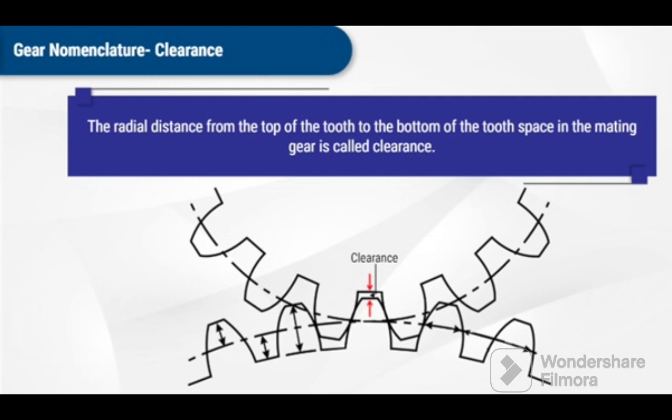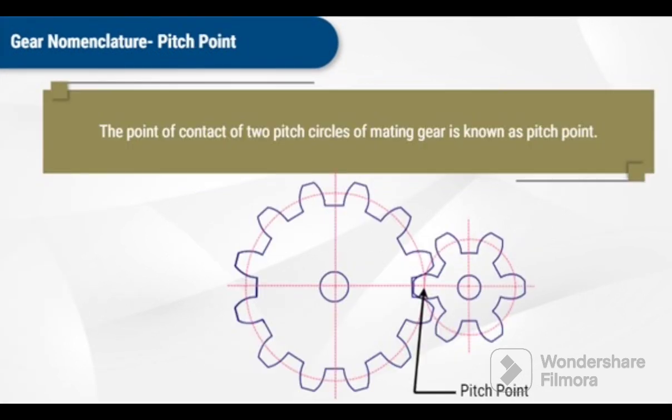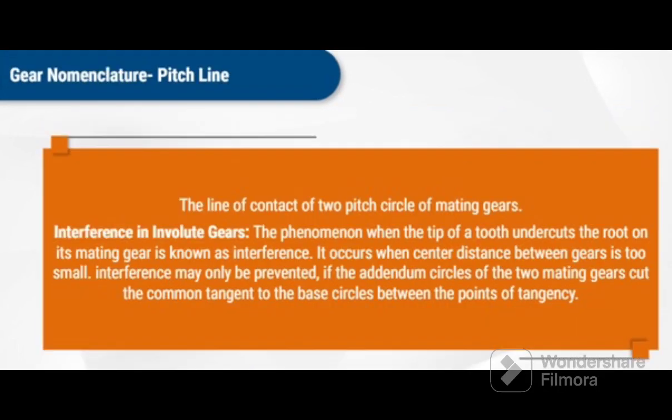The radial distance from the top of the tooth to the bottom of the tooth space in the mating gear is called clearance. Pitch point. What is pitch point? The point of contact of two pitch circles of mating gears is known as pitch point. What is pitch line? The line of contact of two pitch circles of mating gears.